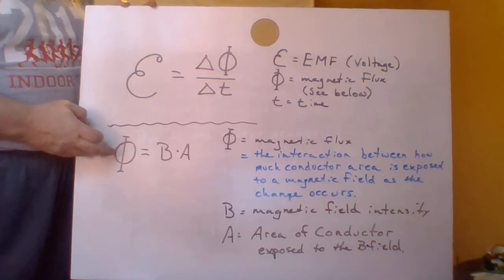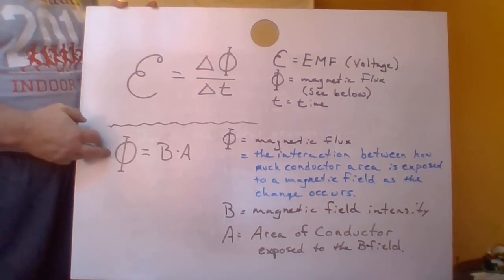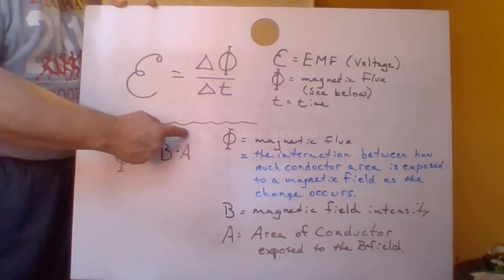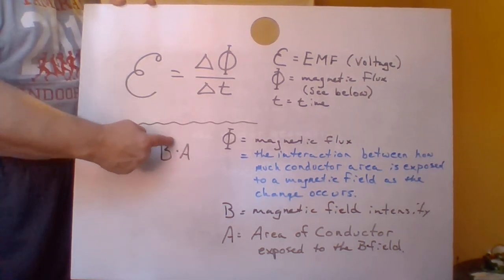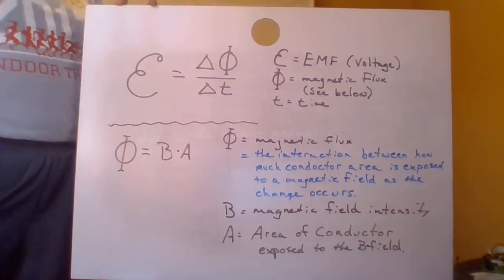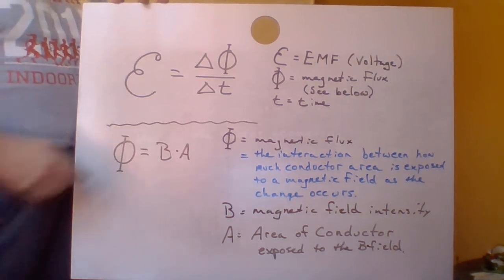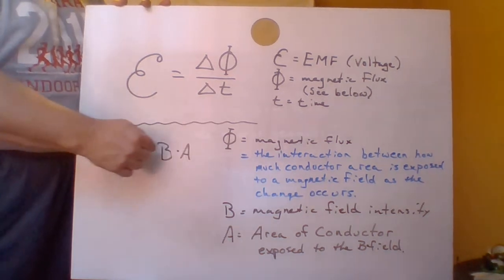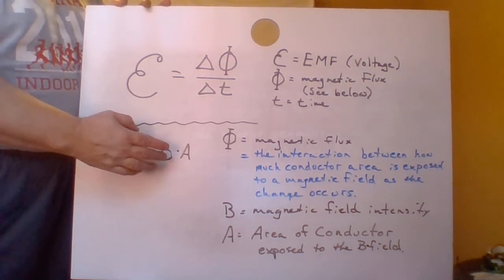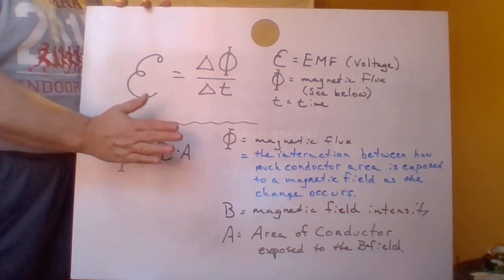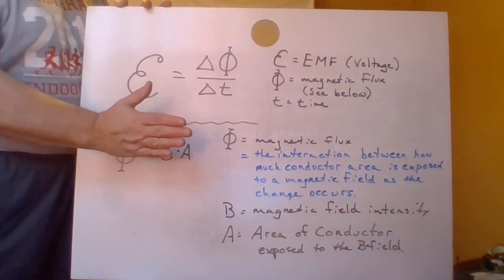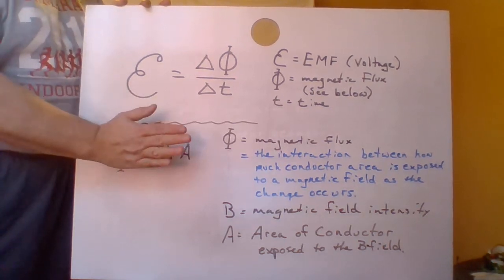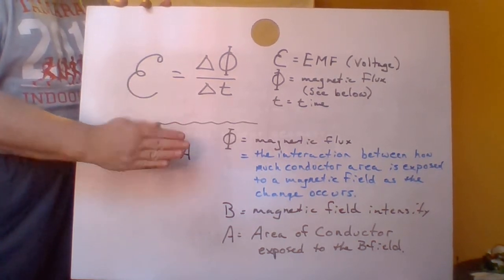Okay, magnetic flux, all right? It's equal to the magnetic field intensity times the area of the exposed conductor to that magnetic field. Interestingly enough, you get a maximum amount when the area is fully exposed. So there's some very interesting ways to create change in flux. One of them is to turn something sideways.